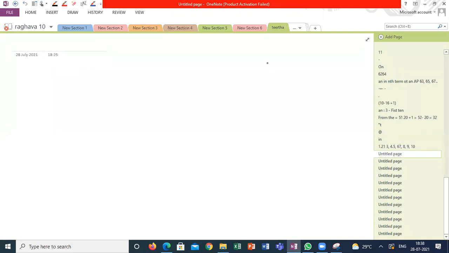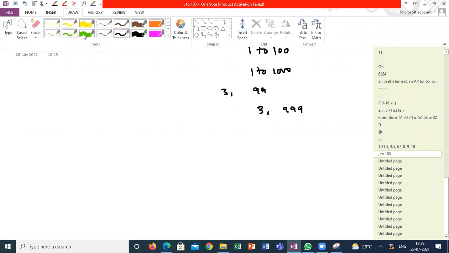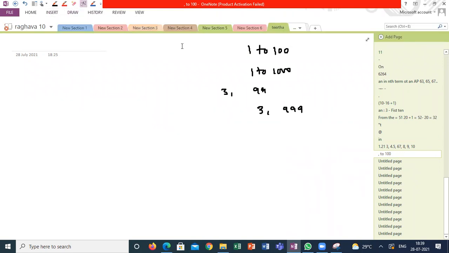If I am asking you to add 1 to 100 numbers, 1 to 1000 numbers, multiples of 3 from 3 to 99, or multiples of 3 up to 999, these methods won't work for us. So for this, we are going to design a small strategy for how we can add. We have to prepare a formula.